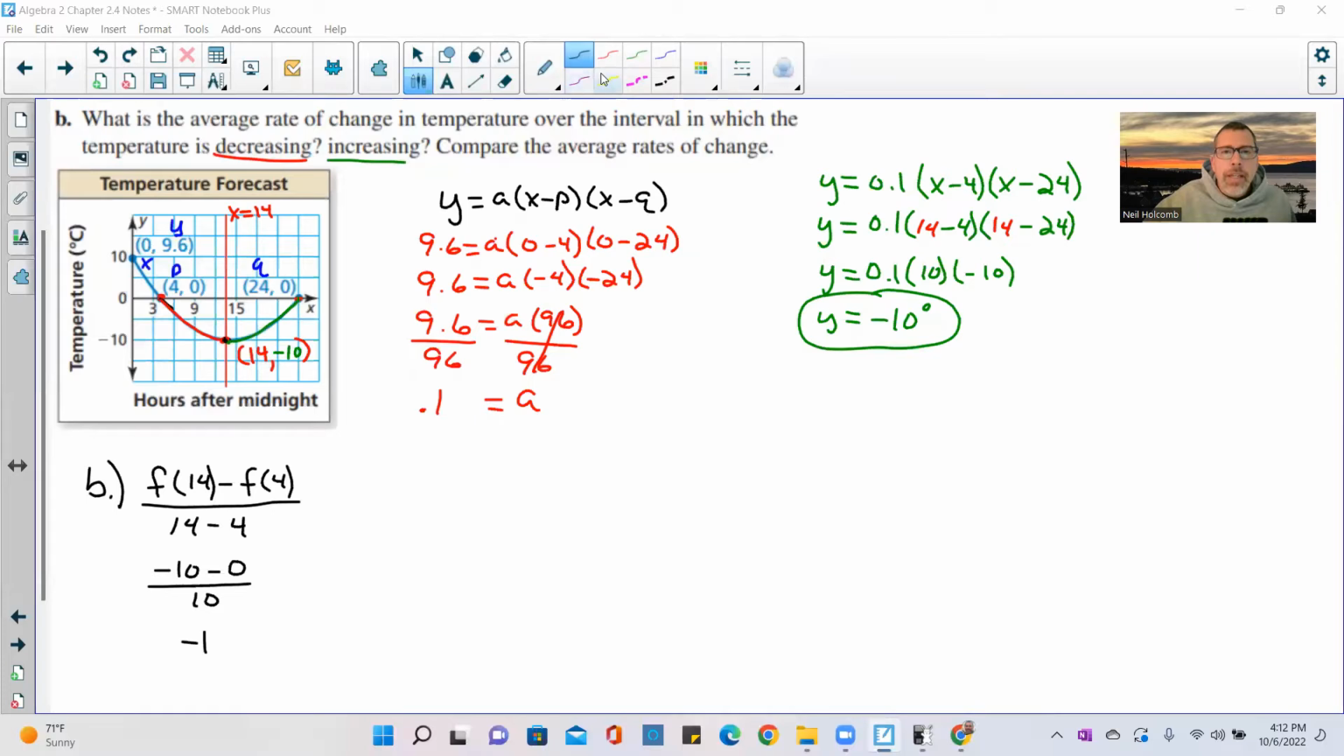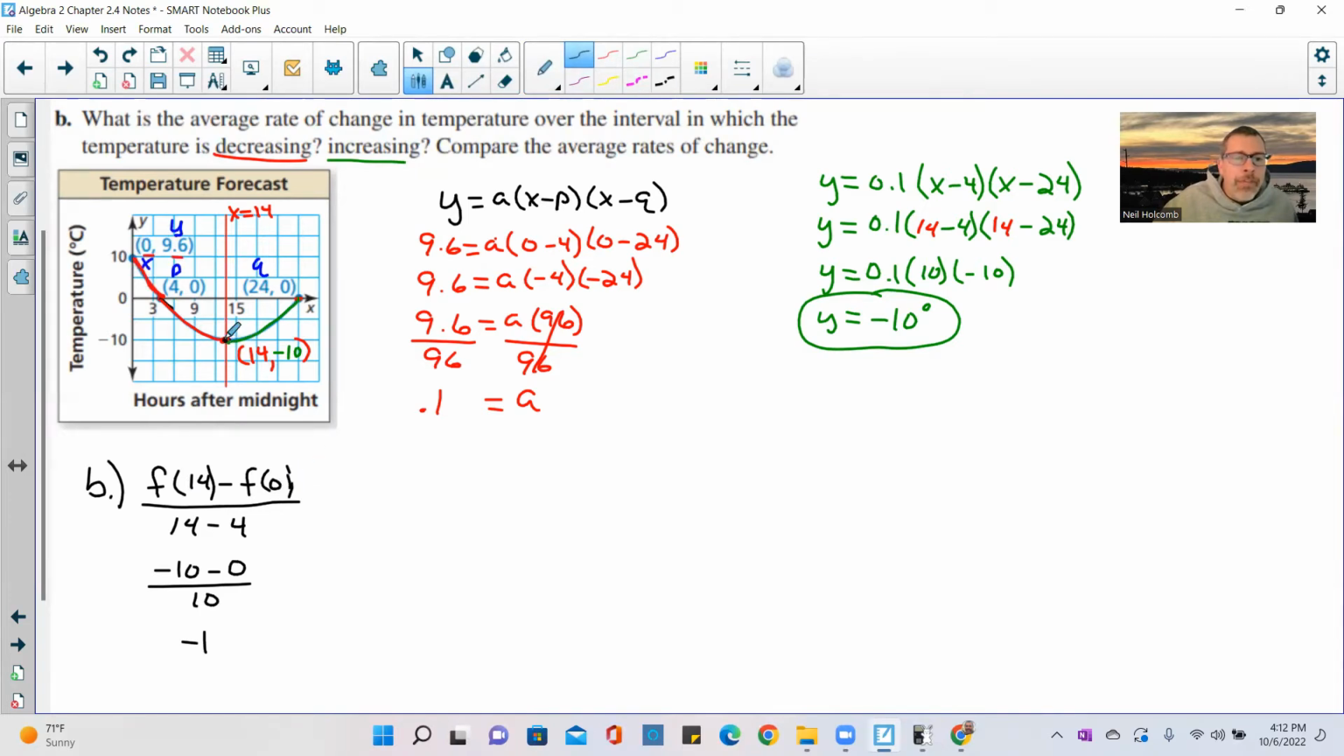Okay, I made a mistake, but I'm just going to fix it rather than start over. So I only went from here to here. It's actually decreasing. I didn't take into consideration 0 hours from midnight. At midnight, it was 10 degrees. I did not take this into consideration. I want these values. So I just need to change a couple of things. It's f of 14 minus f of 0, not f of 4.